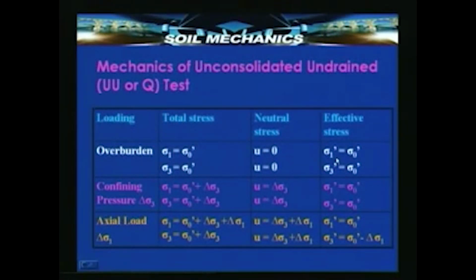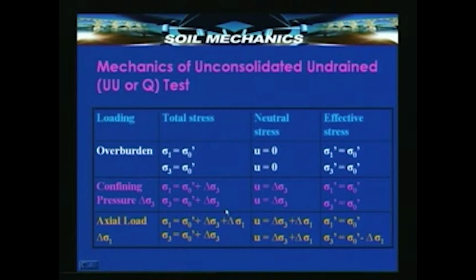Pore pressure will of course be 0 under the normal natural conditions, and the effective stresses will also be equal to sigma 1 dash and sigma 3 dash, both equal to sigma 0 dash. Now when you apply the confining pressure, the pressure that we apply additionally gets added to the total stresses, and so we have sigma 1 equal to sigma 0 dash plus delta sigma 3, and so is sigma 3.